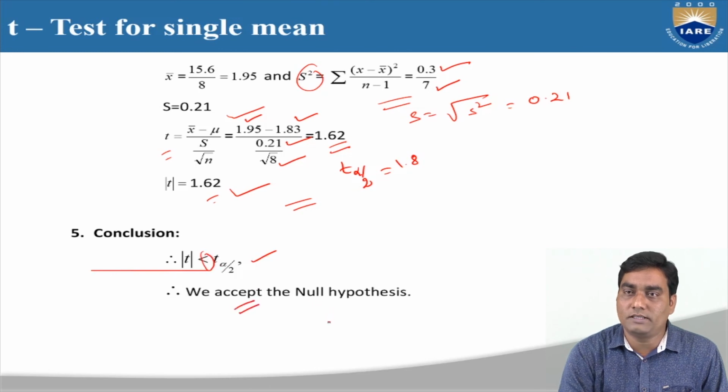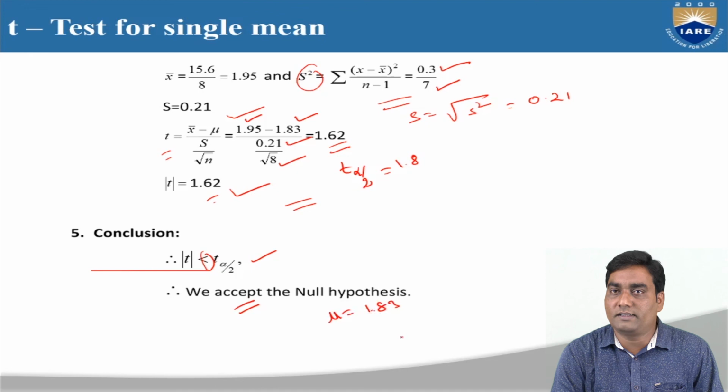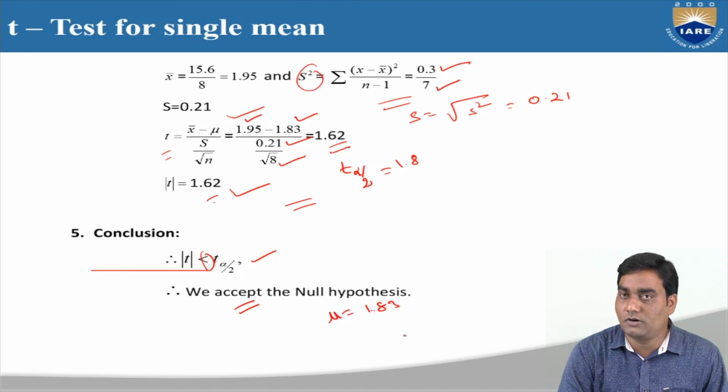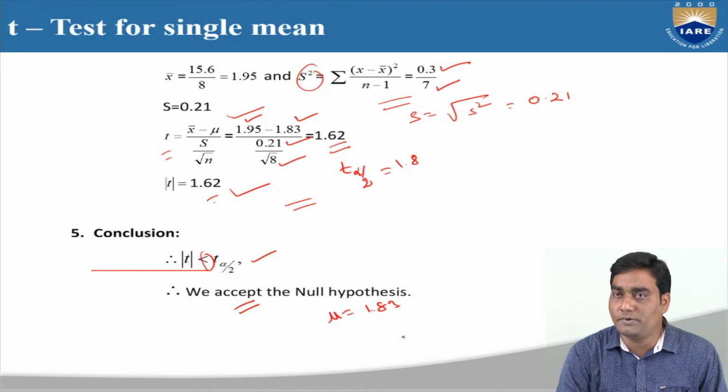What is the null hypothesis? Mu equal to 1.83. That means the 8 samples we have chosen are from the population, and mu equal to 1.83 is true. Whatever statement was given in the problem, we have decided that the given statement is true.